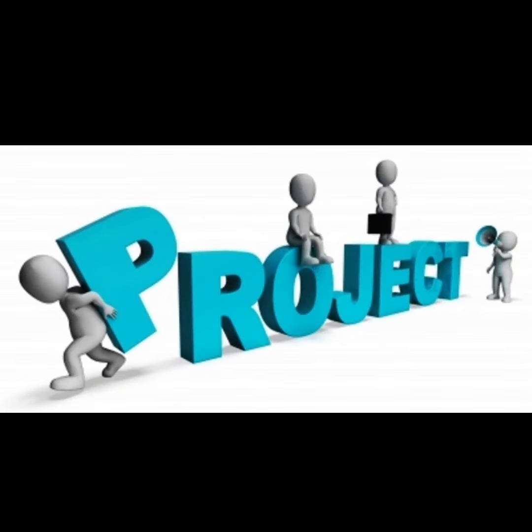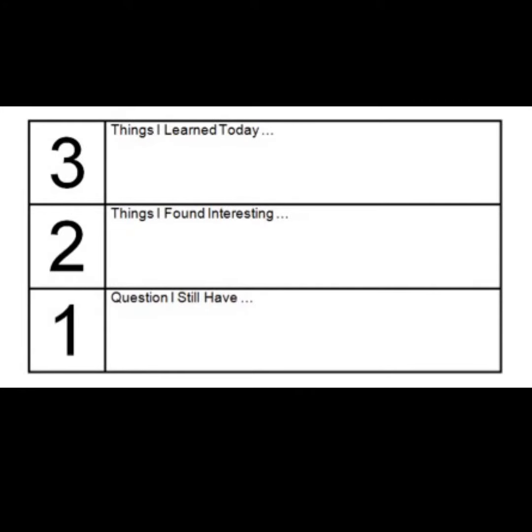Summative assessments determine what is known at the end of instruction. An example of this type of assessment would be a project at the end of the unit. Formative assessments determine what is being learned during instruction. An example of this type of assessment would be an exit slip.